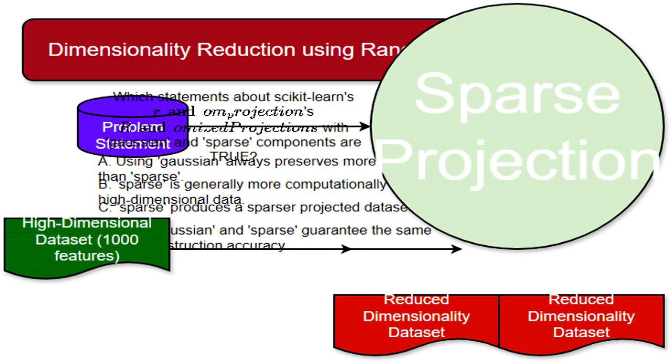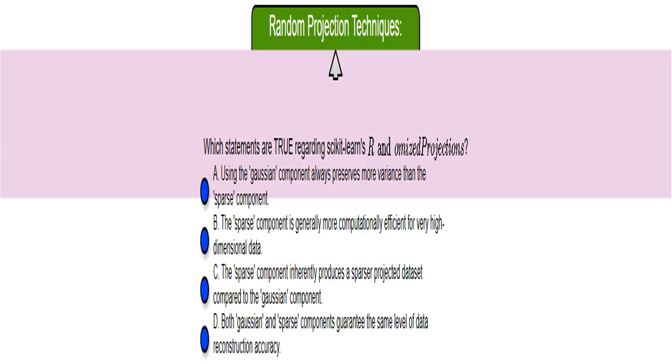Hey Vamsi, let's dive into the core of this question. This line introduces the main topic, comparing 2 techniques, Gaussian and sparse, for random projection in dimensionality reduction. We're going to analyze how each approach affects the final data. Think of it like choosing different paths through a maze. Both get you to the destination, but one might be faster or cleaner.